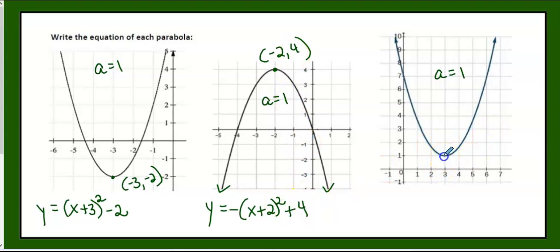Okay, and this last one, my vertex is here. That is at 3, 1. So my vertex form is y equals, I've got X minus 3 squared and then plus 1. Okay, so that was easy. If you just find the vertex, you can write vertex form.